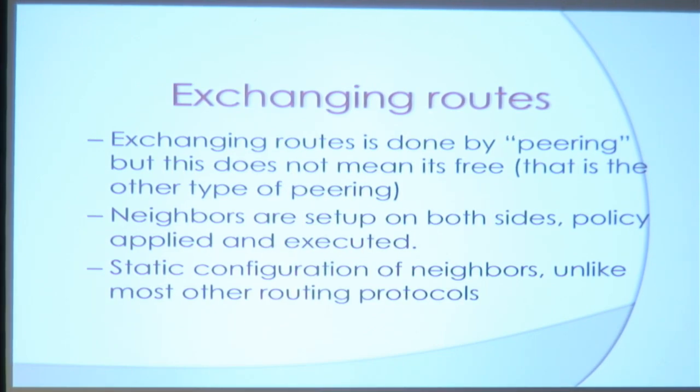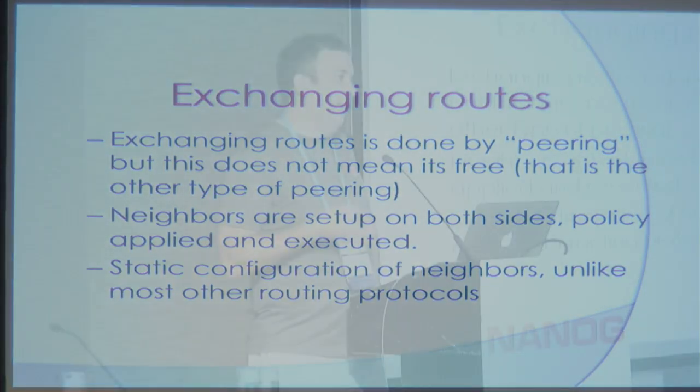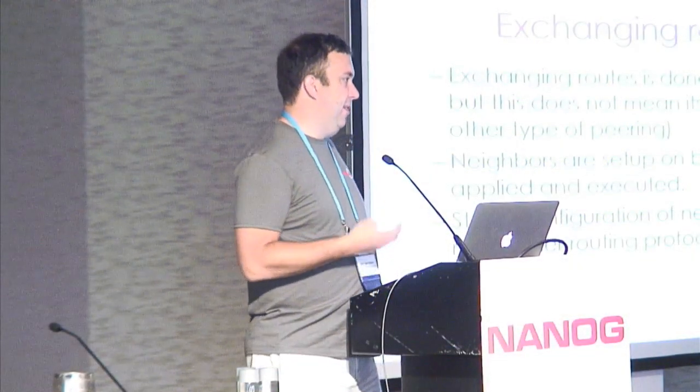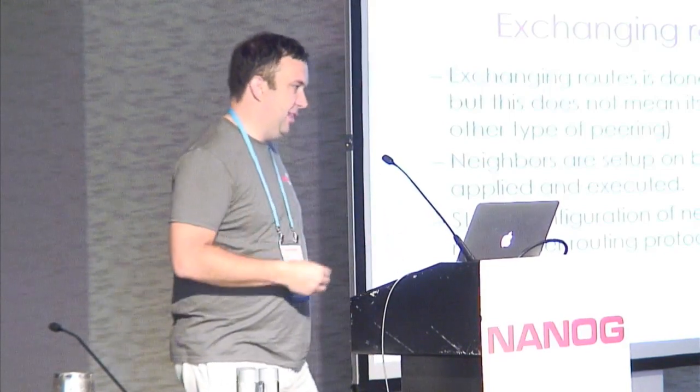Unlike an IGP, neighbors are set up on both sides. Policy is applied and executed. And this is really important. It's an affirmative neighbor setup. There's no neighbor discovery in BGP. And the reason for that is you don't want neighbors to be created dynamically. You want to be able to create them on a one-off basis.